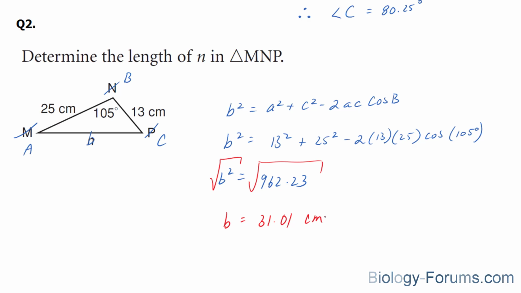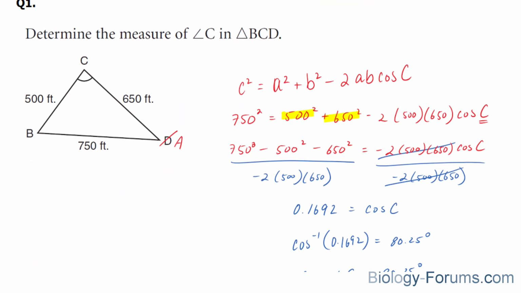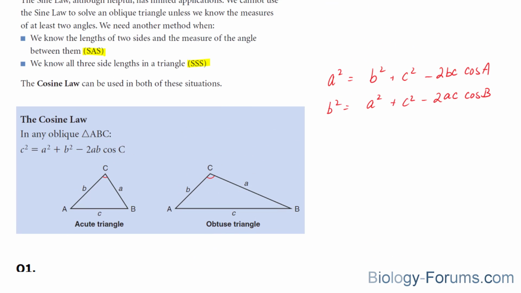So there you have it. That is how to use the cosine law when it comes to solving oblique triangles. Just to summarize, you'll need to memorize this formula, and you'll need to memorize these two configurations in order for you to figure these questions out.